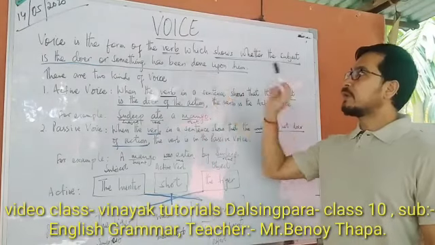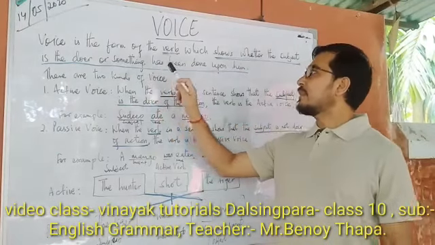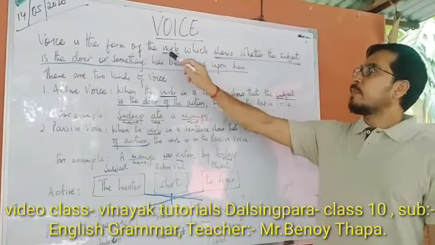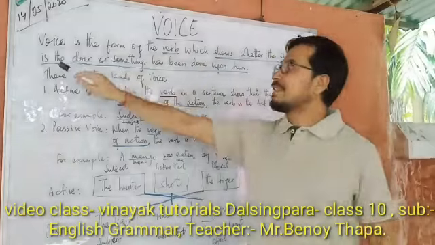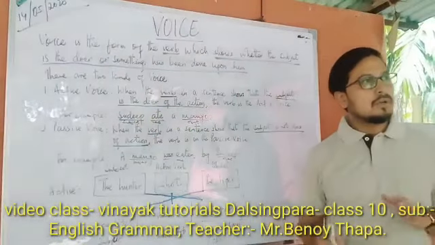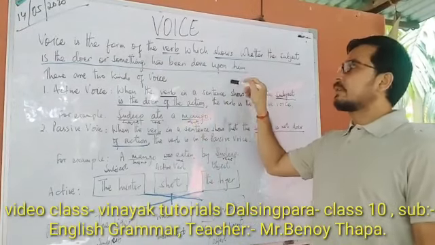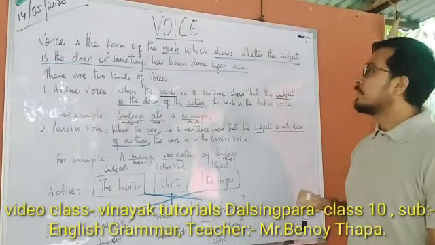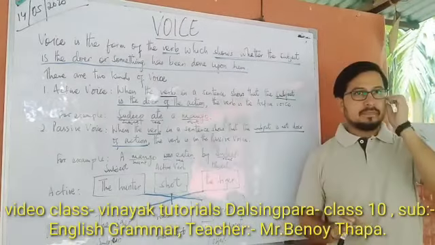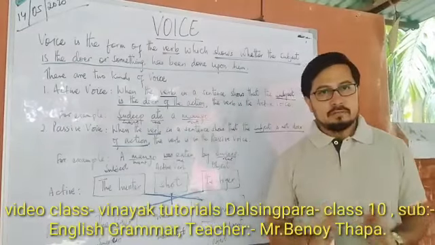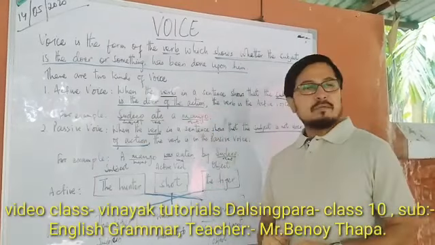Voice is the form of the verb which shows whether the subject is the doer or something has been done upon him. It's a form of verb actually, okay? Which shows whether the subject is the doer, meaning the one who has done something, or whether something has been done upon the subject. We all know that in a sentence there is always a subject, a verb, and an object.